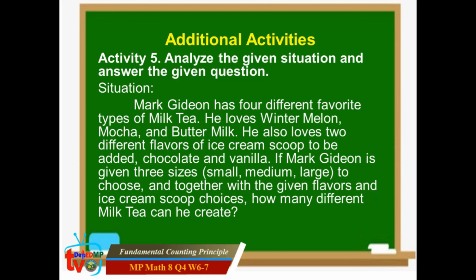Analyze the given situation and answer the given question. Mark Gideon has 4 different favorite types of milk tea. He loves winter melon, mocha, and buttermilk. He also loves 2 different flavors of ice cream scoop to be added, chocolate and vanilla. If Mark Gideon is given 3 sizes, which are small, medium, and large to choose, and together with the given flavors and ice cream scoop choices, how many different milk tea can he create?